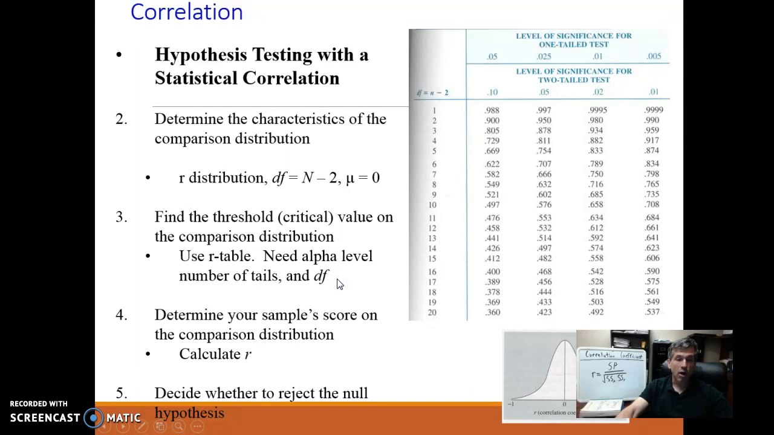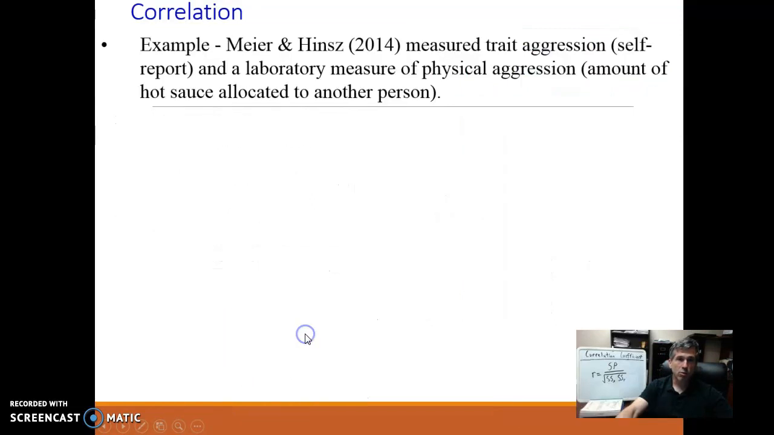Step 4, get our sample score in the comparison distribution. That involves calculating R, like we covered in the last video. And then just like every other time, we compare our obtained R, the actual correlation, to our critical R's. And if it's beyond those critical scores, we reject the null. And if it's not, we fail to reject it. So let's walk through an example, and then we'll move on.